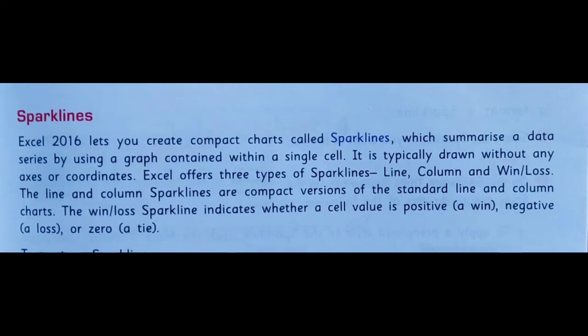Sparklines. Excel 2016 lets you create compact charts called sparklines, which summarize a data series by using a graph contained within a single cell. It is typically drawn without any axes or coordinates. Excel offers three types of sparklines: line, column, and win or loss. The line and column sparklines are compact versions of the standard line and column charts. The win or loss sparkline indicates whether a cell value is positive, negative, or zero.